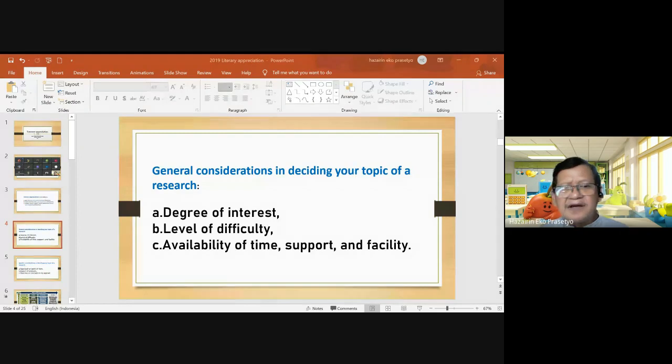Very general rule. It applies for any research activity, not only in literature. It applies in almost all fields of research. If you are not interested, even though the money is big, for example, but you have no interest in the topic, then forget it. Forget the money. Maybe someone would hire you, saying, I'm going to hire you on a contract of, say, 10 million rupees if you do this research for me. But you have no interest in the topic, then forget it.